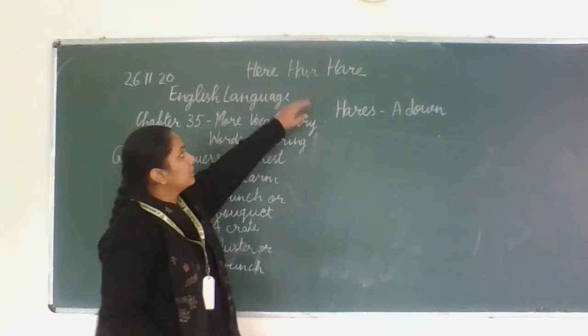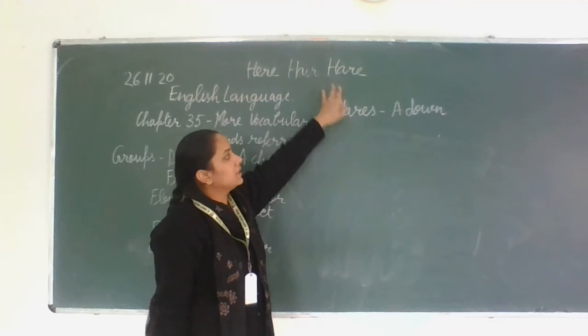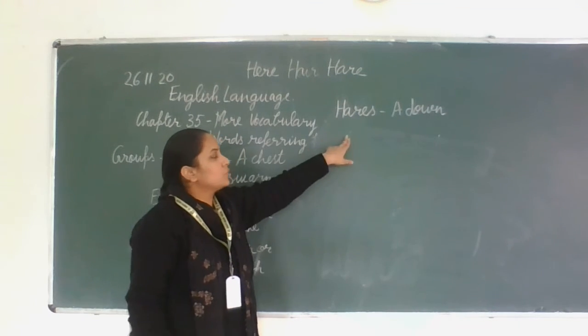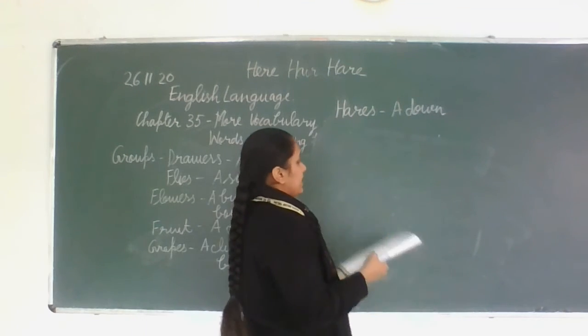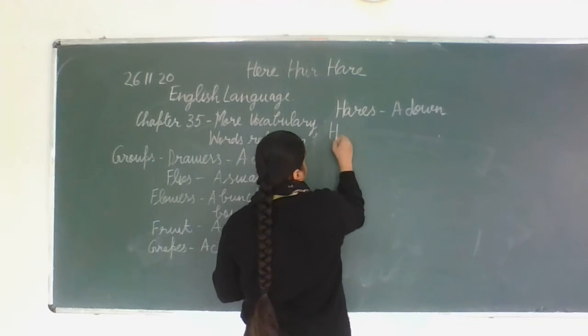This hair means the hair on your head. This hair means rabbit. So the group of rabbits is known as a jump. Hounds.